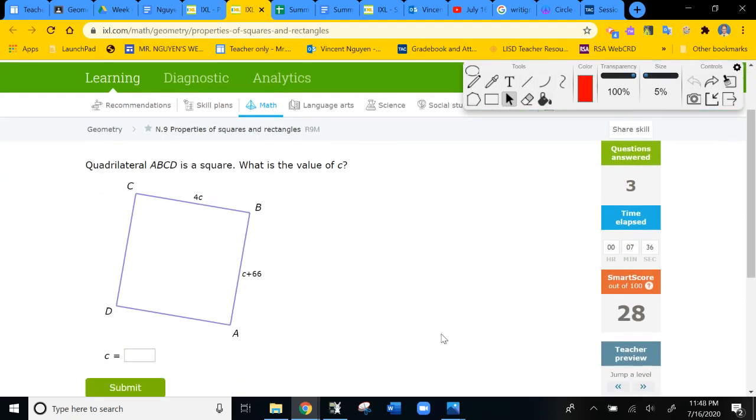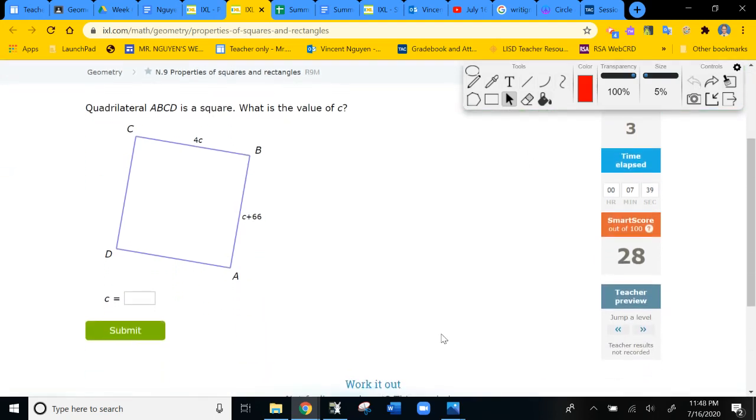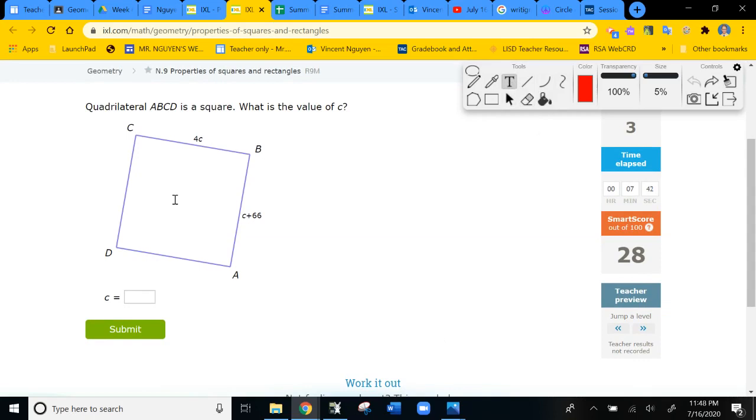Okay, this one's a little different, so I'm just going to show you one of these. It's not difficult. We know the sides of the square, this side, this side, this side, this side, they're all congruent, right? So we can set up an equation that says 4c equals c plus 66. We subtract the c, we get 3c equals 66, and so we divide by 3. C should be equal to 22. All right, let's type in 22 for c because it's asking for the value of c.